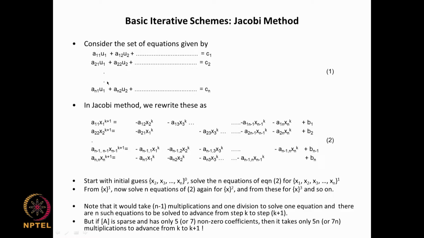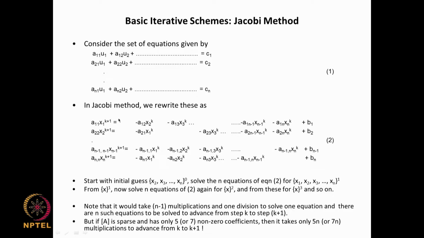Similarly, the second equation is written in such a way that only this term is kept on the left hand side, and all the other terms are taken to the right hand side. So you have b2 minus a21 x1 and minus a23 x3 minus so on up to a2n xn^k, like this. And if you consider the last equation here, this term is the diagonal element. So this is kept here, and all the other terms are taken to the right hand side along with the right hand side coefficient here.